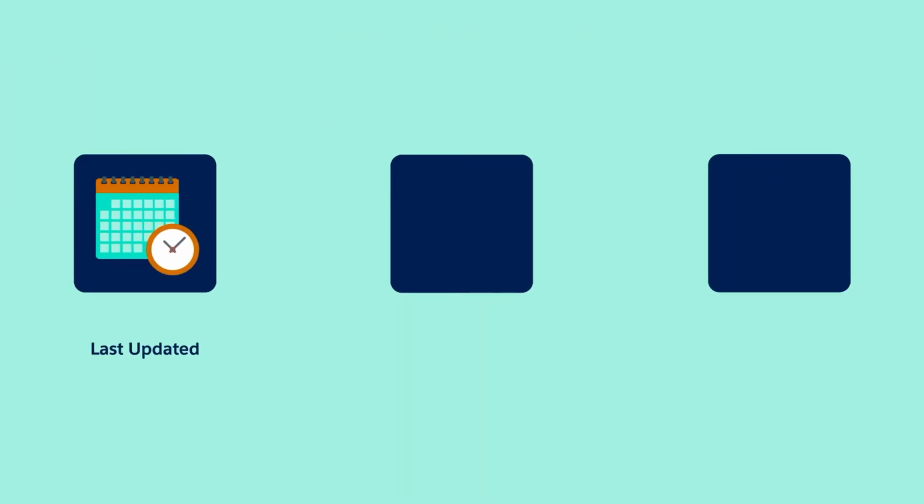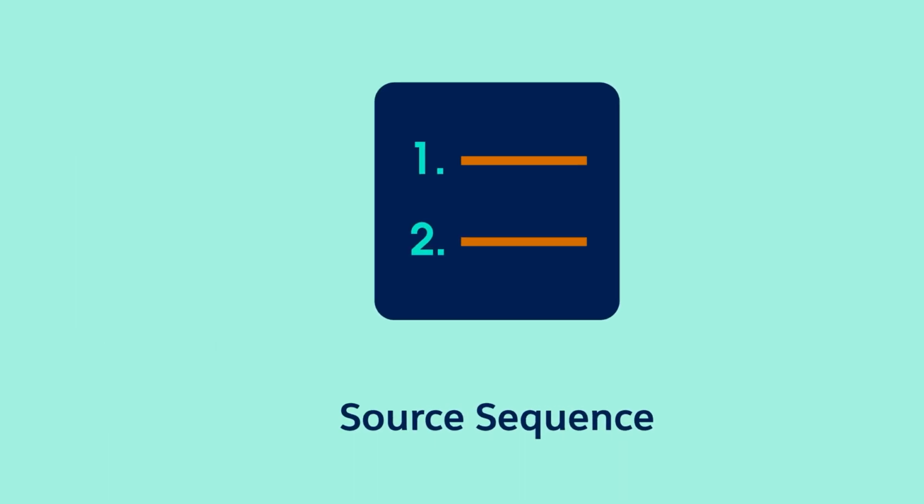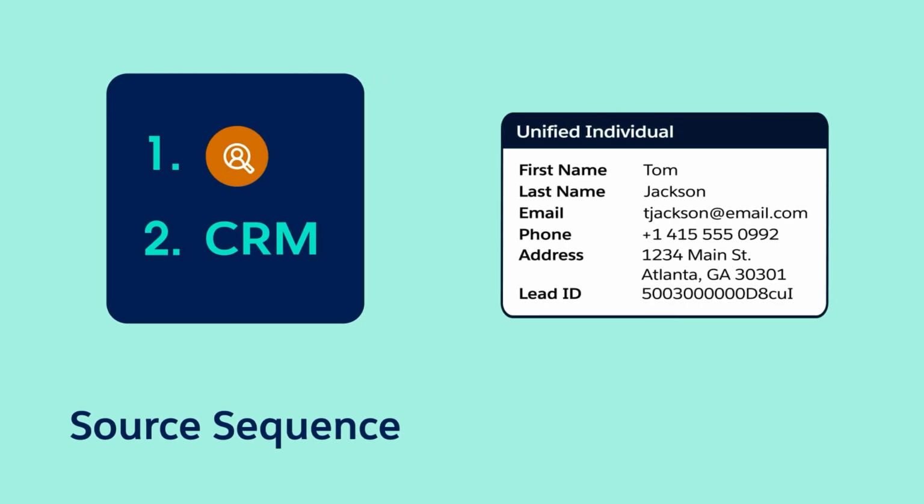There are three options: the value from the most recently updated record, the most frequently occurring value, or based on the specific order of the source systems. For Tom, our admin chooses source sequence, with Marketing Cloud first and CRM second. So Tom's unified profile uses Tom from his Marketing Cloud record, instead of Thomas from his Service Cloud record, even though they are both in Customer Data Platform.